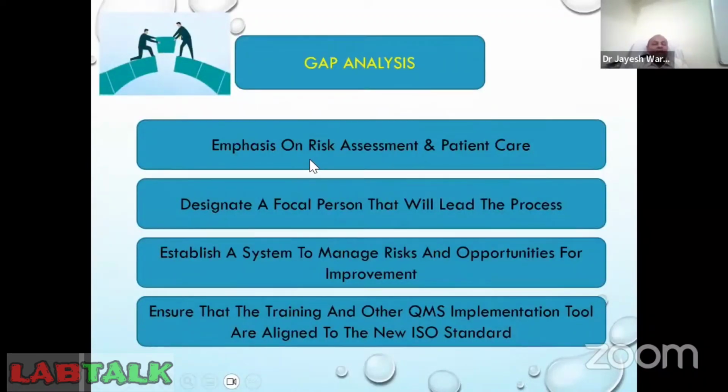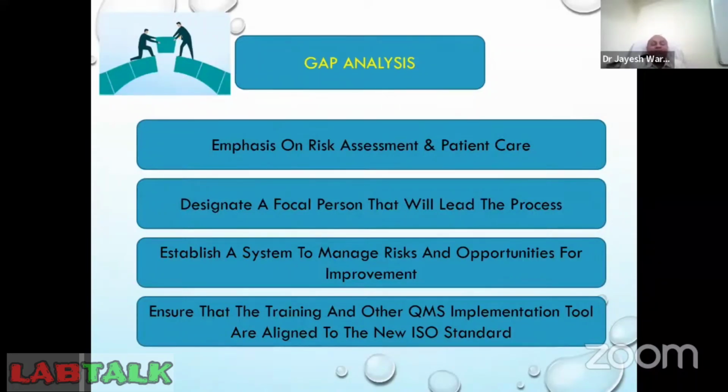In gap analysis, we are going to emphasize risk management and patient care. We have to designate a focal person who will lead the processes and can establish a system to manage risks and opportunities for improvement. The personnel must also be ensured that training and other QMS implementation tools are aligned to the new ISO standard. Once you have performed the gap analysis and implemented the processes, you should have appropriate training of the personnel.